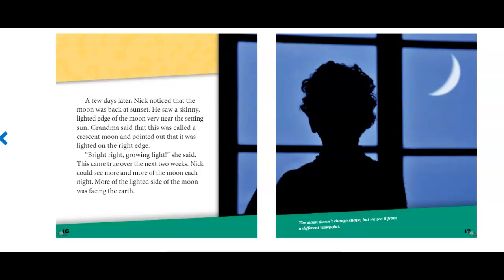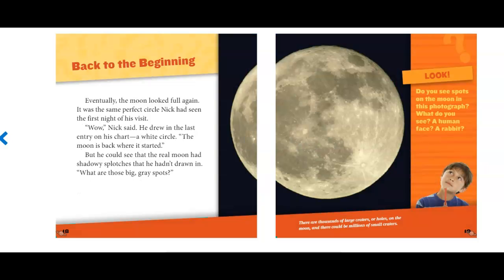A few days later, Nick noticed that the moon was back at sunset. He saw a skinny lighted edge of the moon very near the setting of the sun. Grandma said that this was called a crescent moon and pointed out that it was lighted on the right edge. "Bright, right, growing light," she said. This came true over the next 2 weeks. Nick could see more and more of the moon each night. More of the lighted side of the moon was facing the Earth. The moon doesn't change shape, but we see it from a different viewpoint.